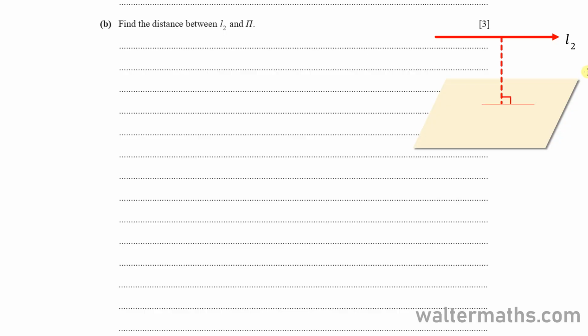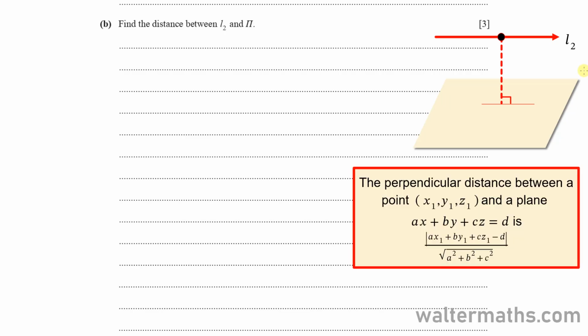Now if we consider that the line L2 is parallel to the plane, the distance between L2 and pi is like the perpendicular distance between a point on the line L2 and the plane. Now to find the perpendicular distance of a point x1, y1, z1 and a plane ax plus by plus cz equal to d, we can use this formula here.